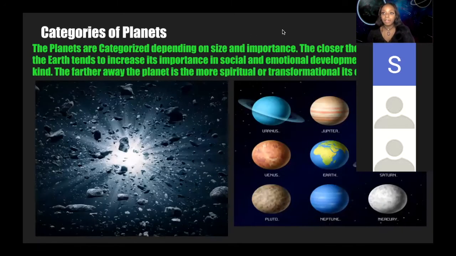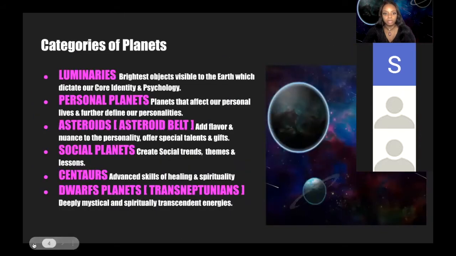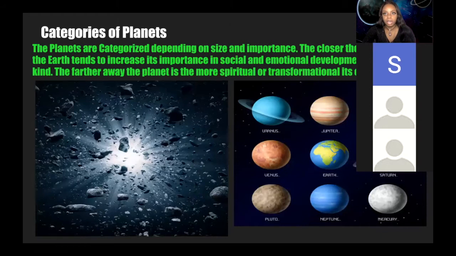So there are different categories of planets. The planets are categorized based on how close they are to our planet Earth and how close they are to the sun, and their size and motion as well. So the planets are categorized depending on size and importance. The closer the planet is to the Earth tends to increase its importance in social and emotional developments in humankind. The farther away the planet is, the more spiritual or transformational in effect.